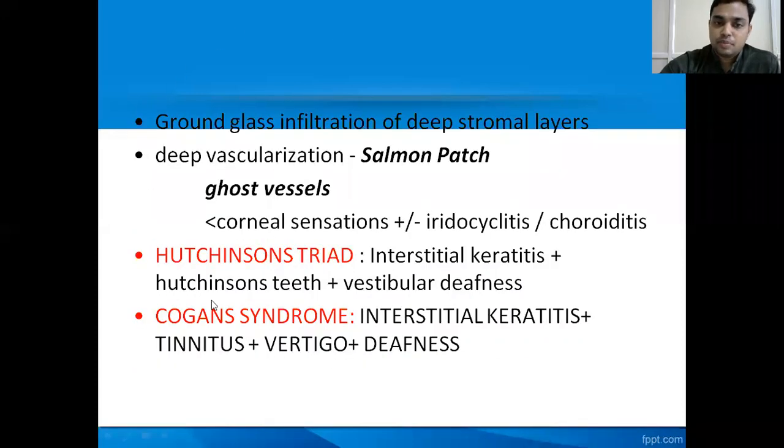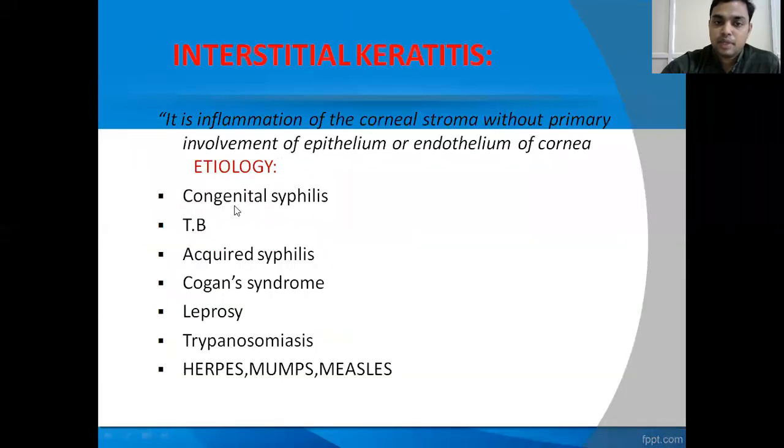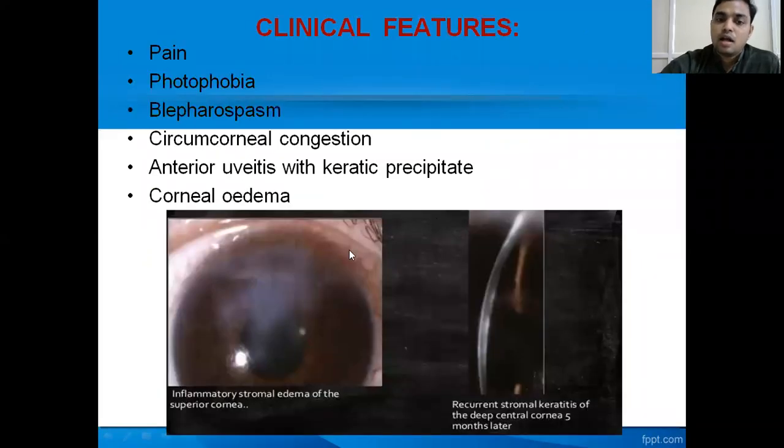So this is in brief about the interstitial keratitis. The main causes are TB, syphilis, Cogan syndrome, leprosy, trypanosomiasis, and viral infections. Here the primary involvement of epithelium and endothelium is not seen. Only the stromal infiltration is seen. And because of the infiltration and inflammation of the stroma, there is a ground glass appearance of the cornea.